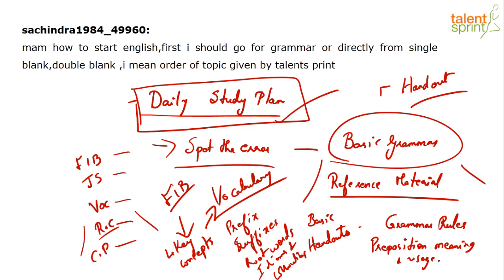In SSC, grammar is more important than banks. Yes, if you look at the question types, you'll know, right? You have active, passive voice, you have direct, indirect speech in tier 2, where there are 200 questions.